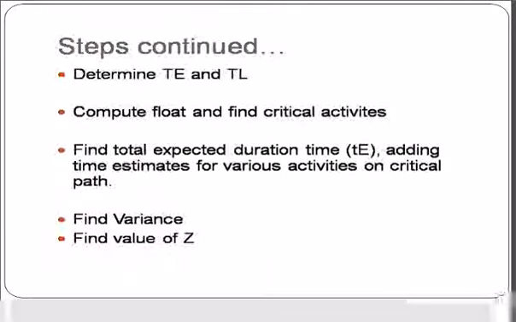Then the next step, compute TE and TL, that is the earliest event time and also the latest event time. Then compute the float and find the critical activities. Float, we have to calculate the float. That is the difference between the earliest time and the latest time. Then if we are getting zero float, we obtain the critical activity. We double-line the critical activities and determine the critical path.